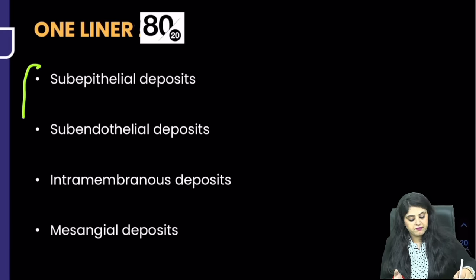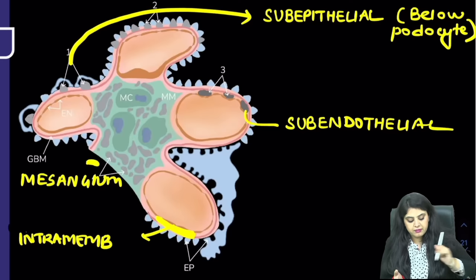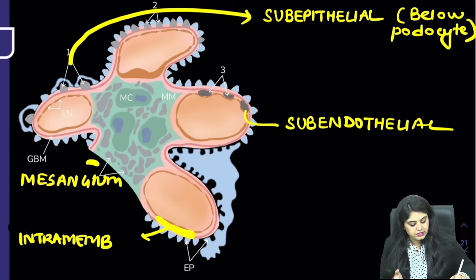So you have to tell me where in the kidney, what is getting deposited. Rather than telling me like this, they will give you an image and they will tell you what is getting deposited where. Let's do it. I like to finish off easy things first. So what is getting deposited in the in-between areas? In these in-between areas, that is going to be the mesangium.